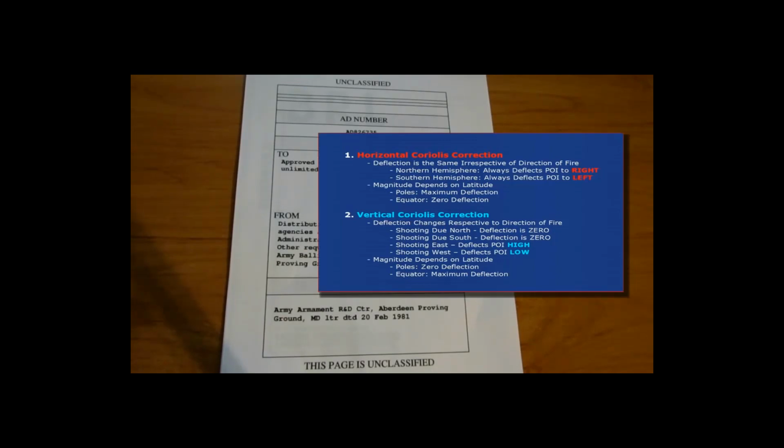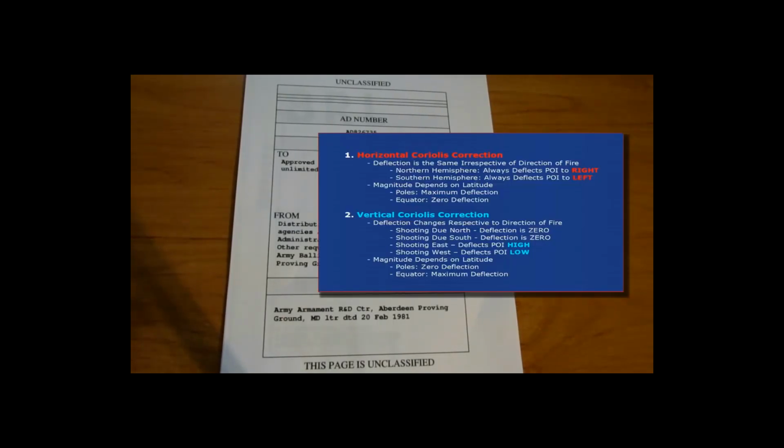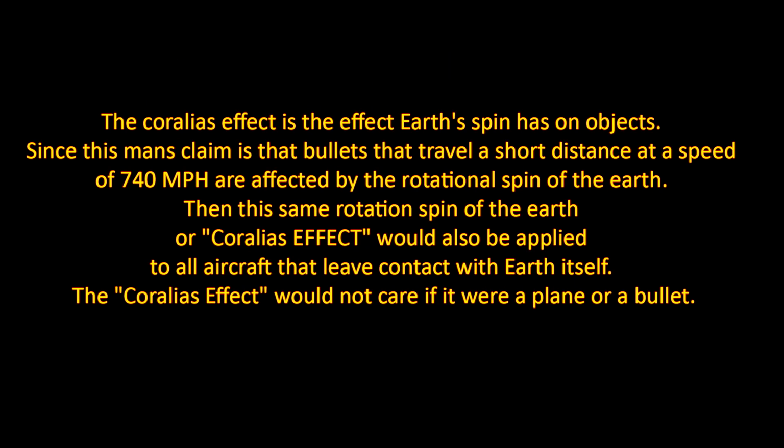The differences between horizontal and vertical Coriolis effect for the purposes of long-range rifle shooting. The Coriolis effect is the effect Earth's spin has on objects.